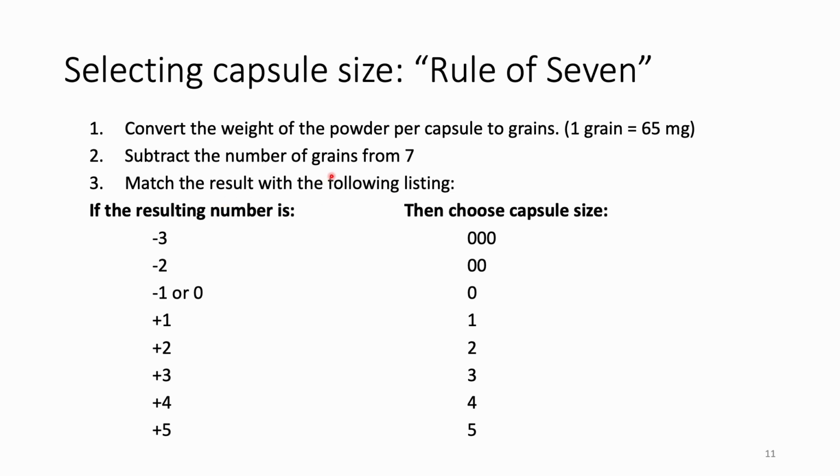After subtracting the number of grams from 7, if the result is -3, choose capsule size 000, the largest one. If you have negative, select with the 3. That means you see the hint here, 3 zeros, so 000. -2, you have 2 zeros here. -1 or 0, you select size 0. +1, you have size 1. +2, size 2. +3, size 3. +4, size 4. And +5, size 5. If the size you calculate falls between these, you can start with the smallest size.